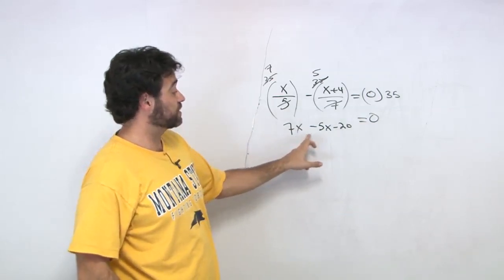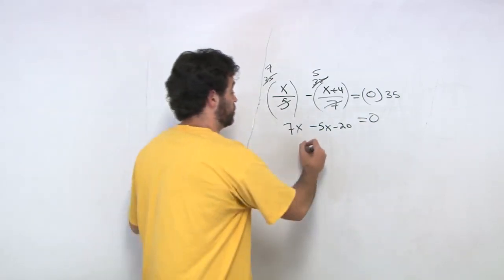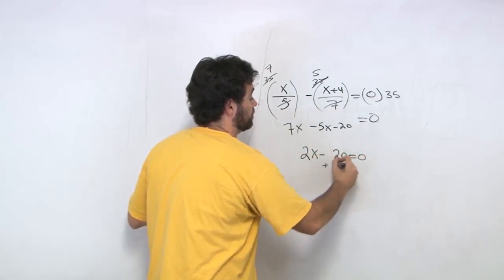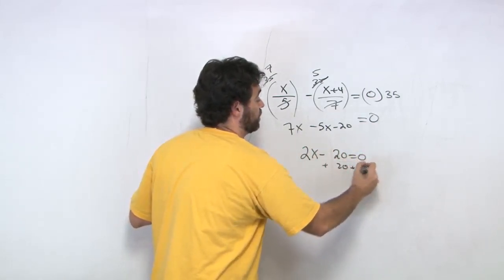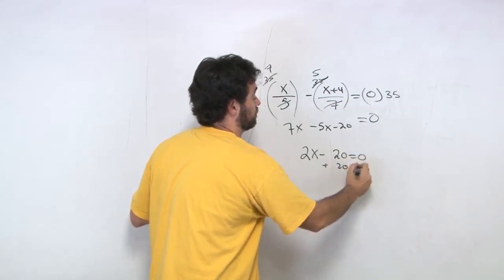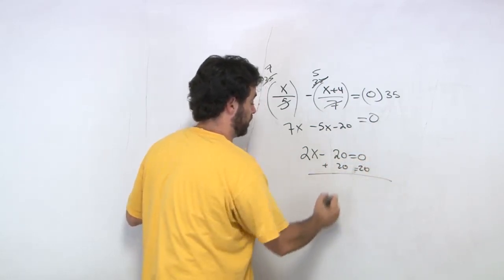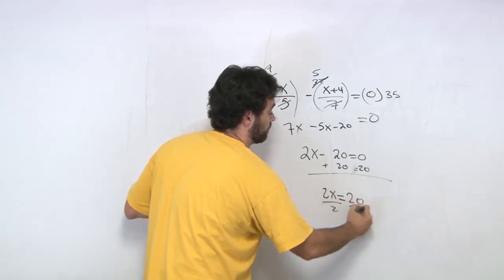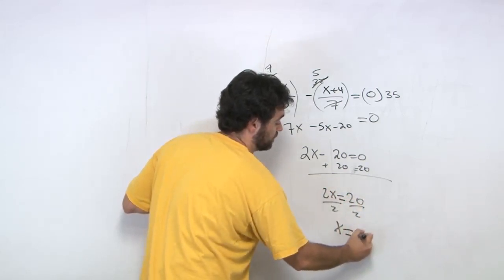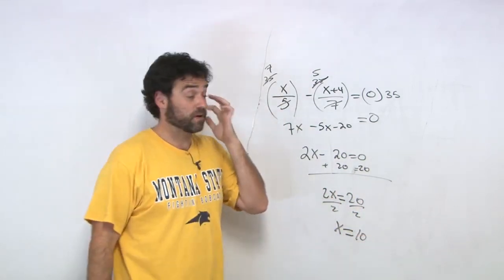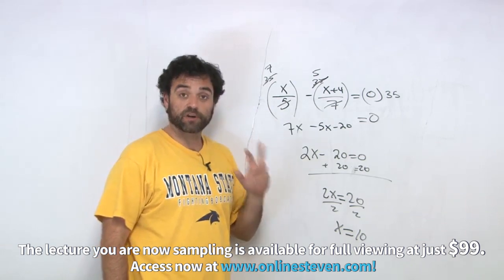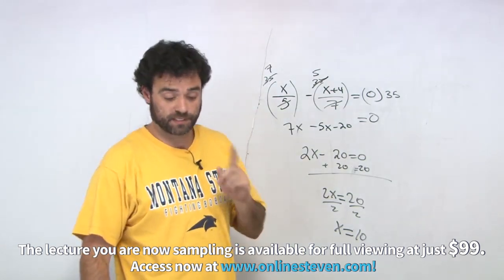So I'm going to say 7x minus 5x is 2x minus 20 equals 0. Add the 20. Add the 20. And what do I get? I get 2x is equal to 20. Divide by 2, and x equals 10. Okay? Very good. Not too bad. Again, get rid of the fraction with that one move, find the LCD.